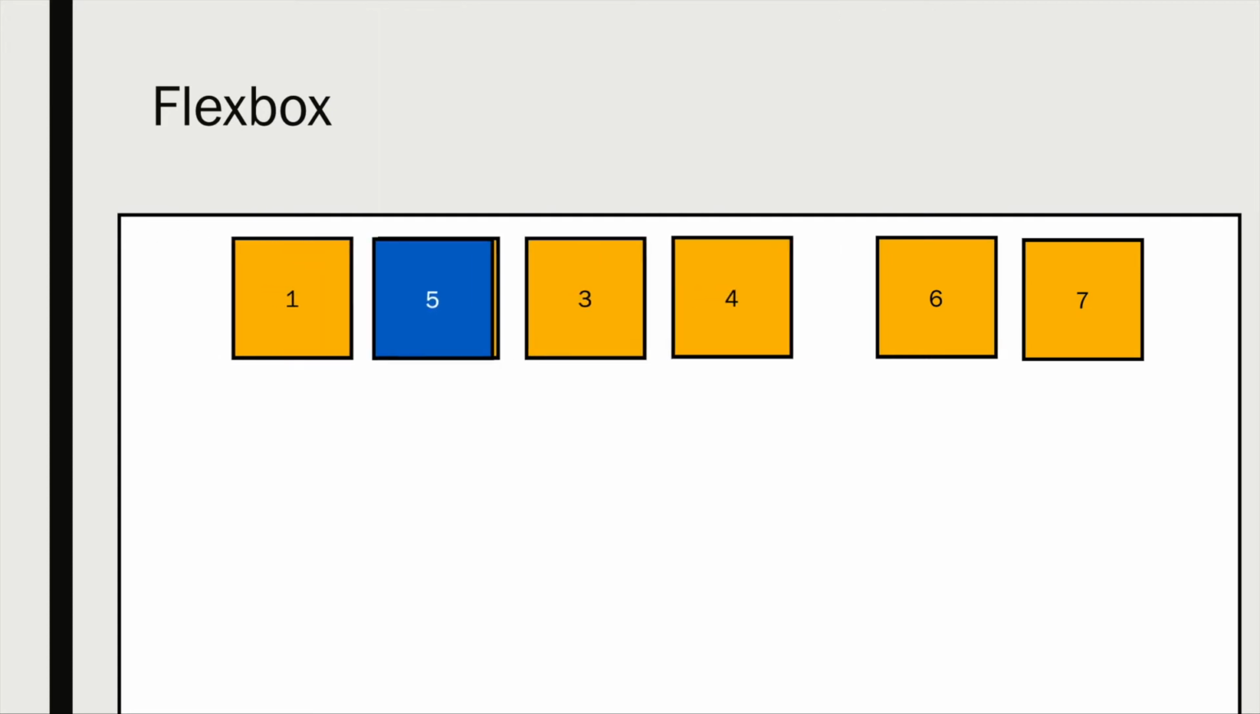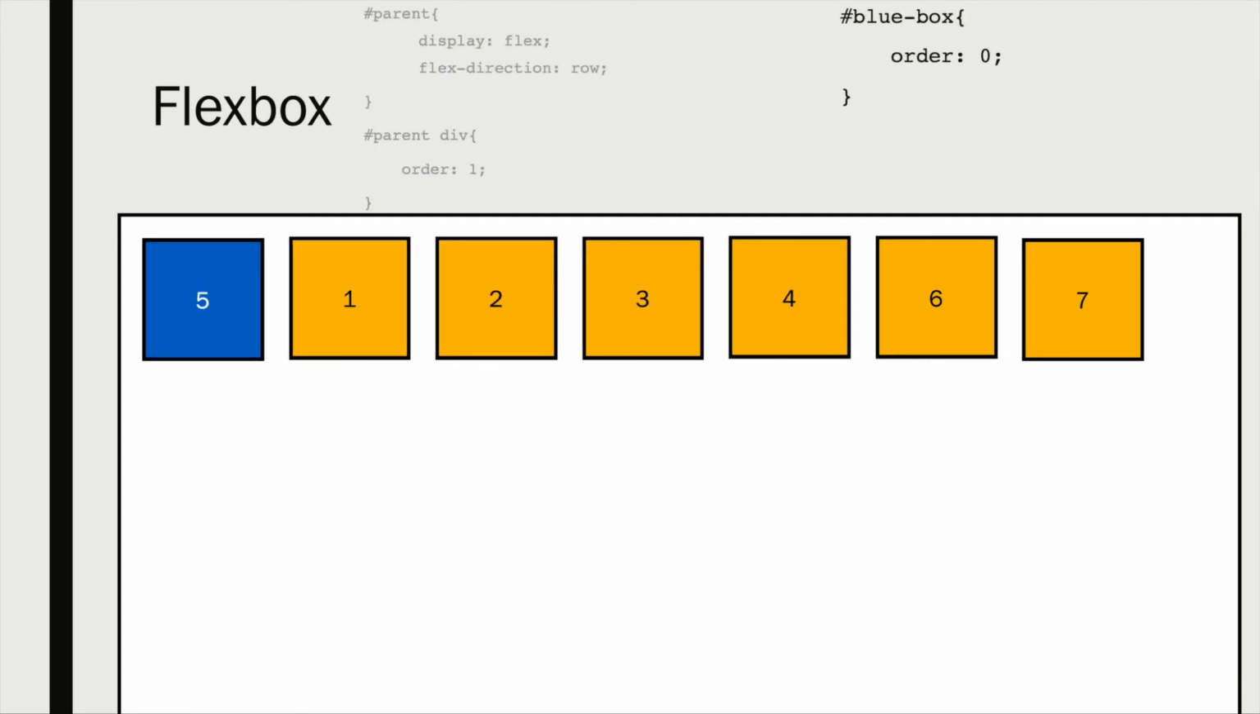we can say the divs inside of the parent has an order of 1 and then the blue box has an order of 0, pushing the blue box, box number 5, all the way to the front of the line before elements 1, 2, 3, 4, 6, and 7 even show up, even though in the code the HTML has not changed at all. We still have all the elements 1 through 7 in that order, but Flexbox allows us to take the blue box, box number 5, and push it to the front.